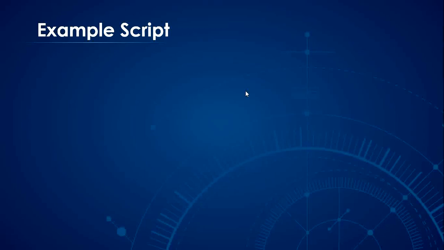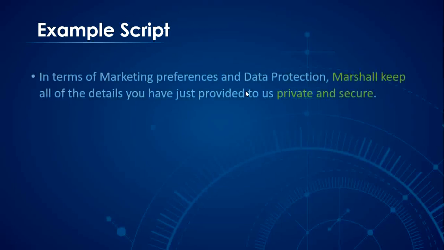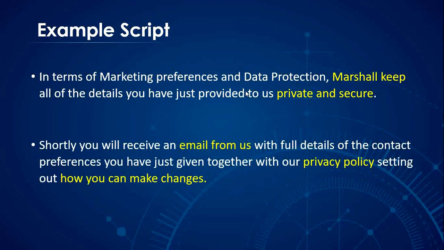So what we've done is set out some narrative that you could use. You don't have to say it word for word, but largely cover off these elements. Once we've taken all of their contact information, just say, well, look, in terms of marketing preferences and data protection, Mr. Customer, Marshall keep all of the details that you just provided to us private and secure. But shortly you will receive an email from us with full details of the contact preferences that you've just given, together with our privacy policy that sets out how you can make some changes. And then all you do is move on to talk about whatever you were going to.